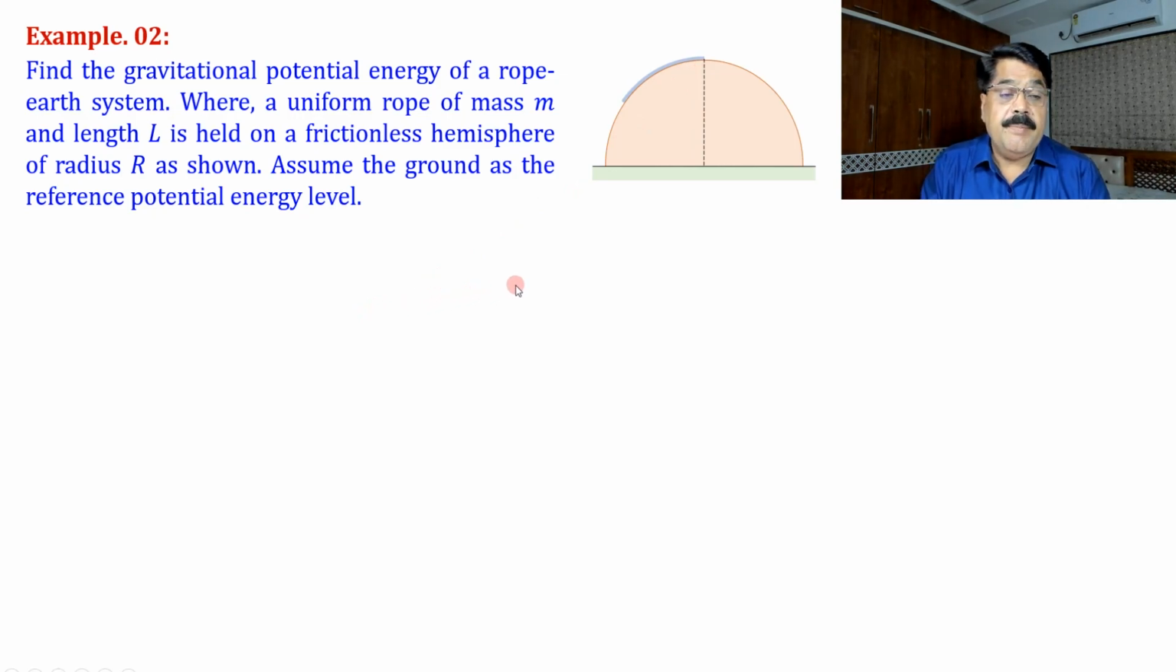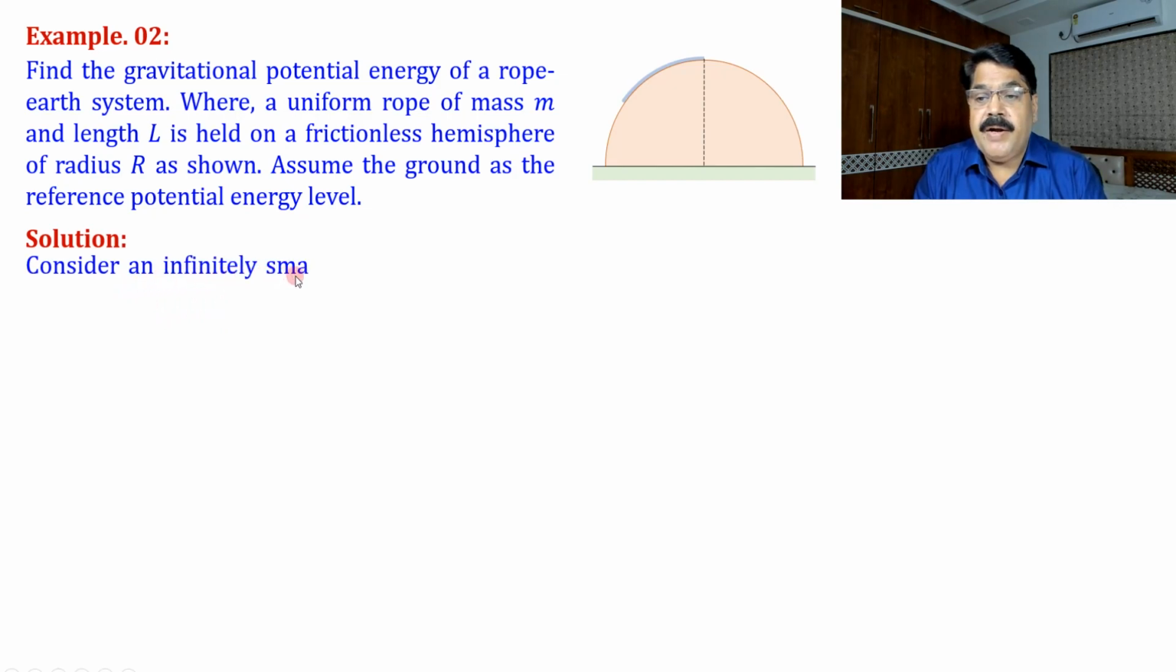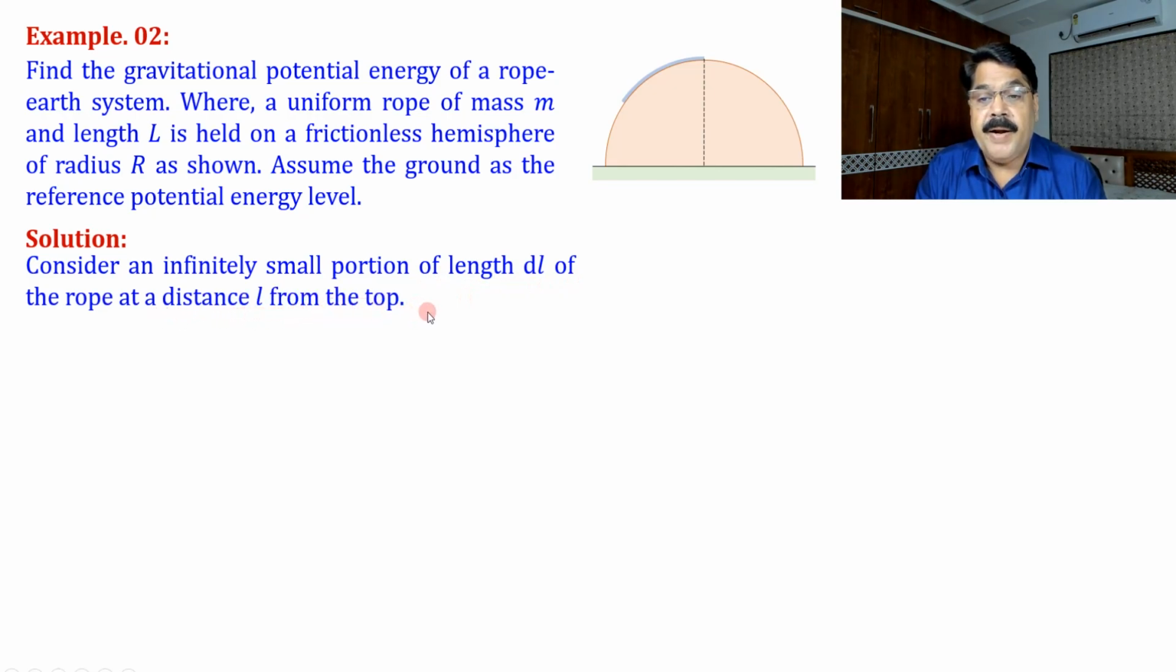Now we do the same thing. The rope is a many-particle system, so we assume a particle means an infinitely small part, calculate the potential energy of that small part and the earth system, and then sum up all such pairs. So what we do here: consider an infinitely small portion of length dl of the rope at a distance L from the top end.